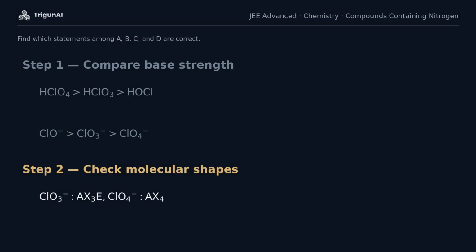Chlorate has 3 bonds and 1 lone pair on chlorine, so its shape is trigonal pyramidal and is affected by the lone pair. Perchlorate has no lone pair on chlorine and hypochlorite is diatomic. So only chlorate fits this condition, making statement B correct.